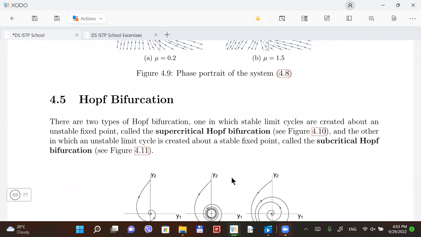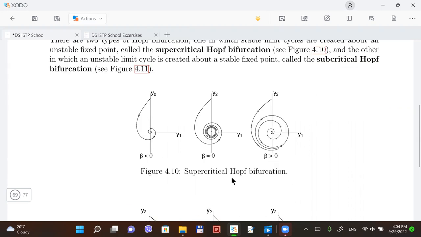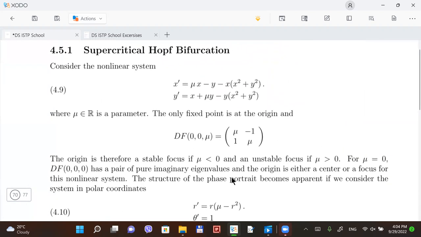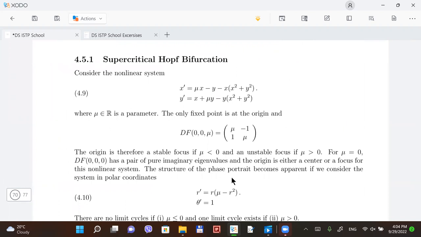And the bifurcation that considers the appearance or disappearance of a limit cycle is called the Hopf bifurcation, or Andronov bifurcation, according to the books. Here we also have supercritical and subcritical. It will be different. Let's look at the normal form, it will be easier. So I put the system in the usual form, which is also called the normal form of the Hopf bifurcation.